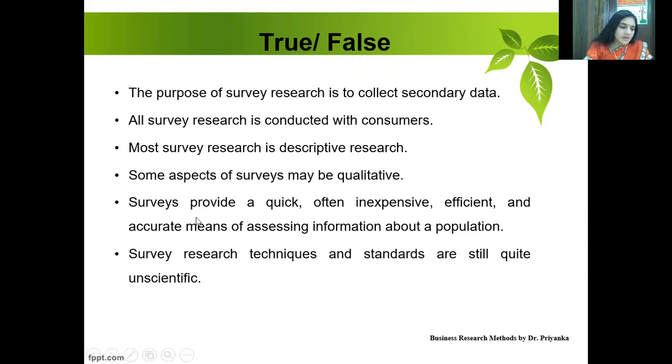Next is, surveys provide a quick, often inexpensive, efficient, and accurate means of assessing information about a population. Yes, surveys are basically quick. These are relatively inexpensive, efficient, and these provide accurate information rather than secondary data. So it is true. Last is, survey research techniques and standards are still quite unscientific. Is it? No. Almost all survey research is quite scientific and accurate. So this is false.